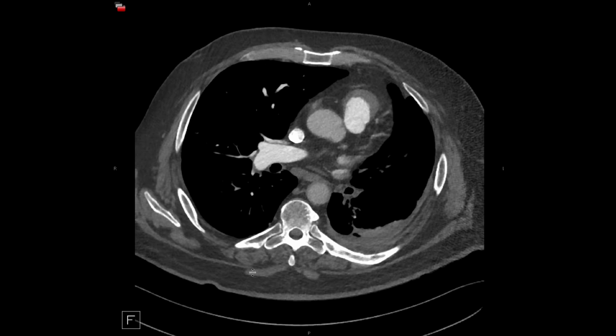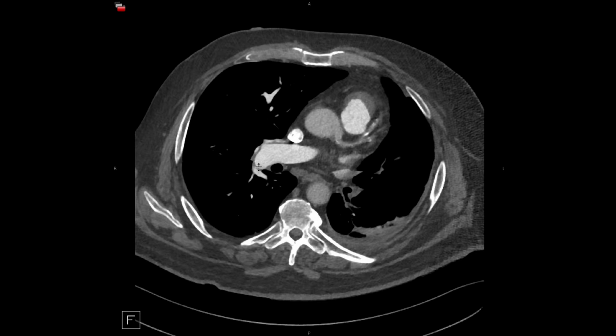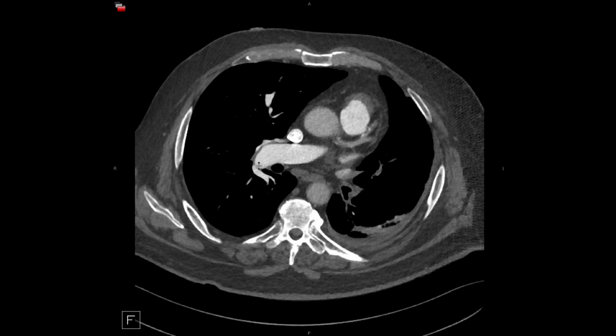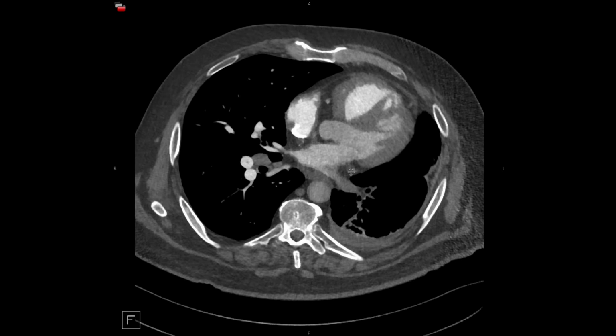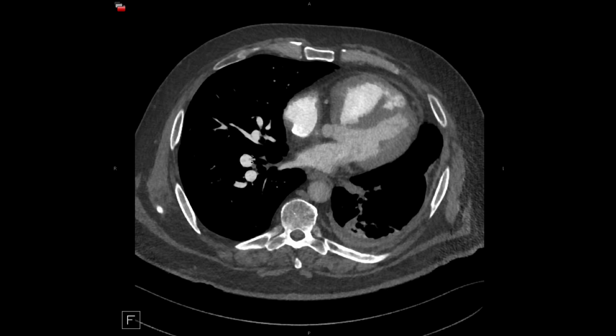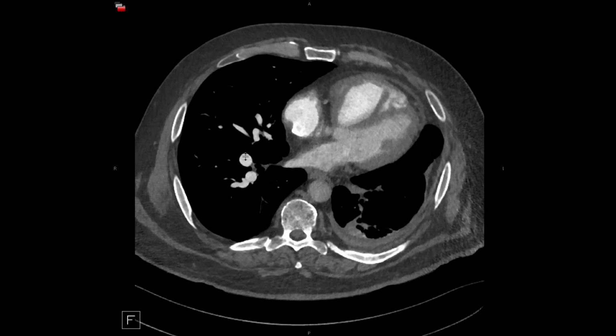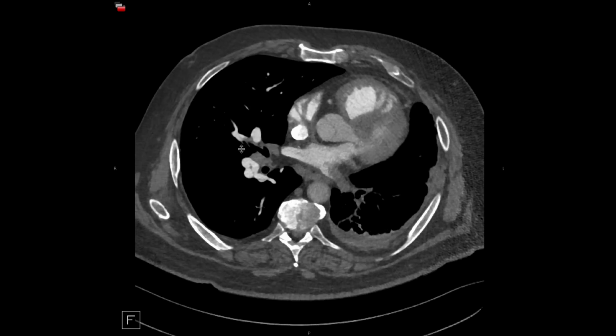Here we have another small web-like filling defect. And we'll go to the right side. Got some more webs here. Narrowing of the orifice of this vessel. Again, some nice examples of webs here in the right lung. A small web-like filling defect. You can kind of follow it in that artery from wall to wall.